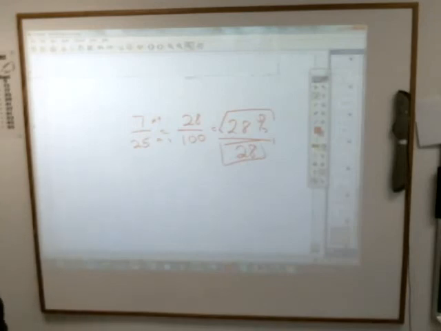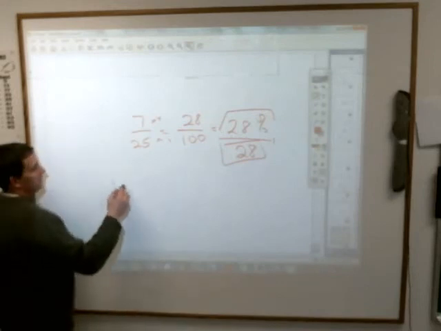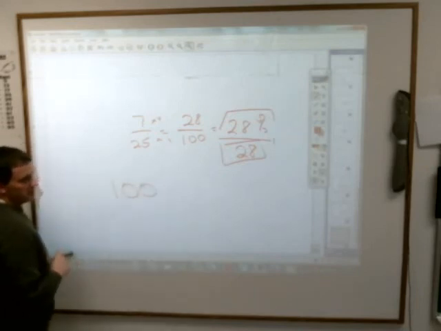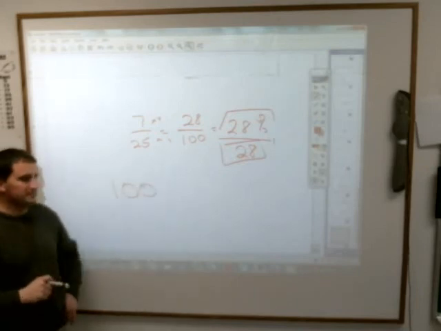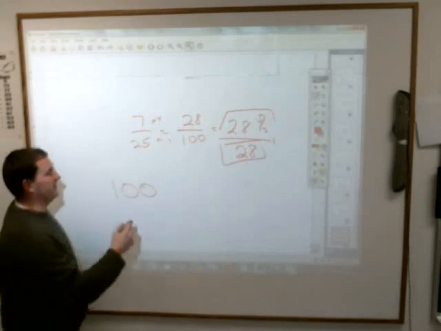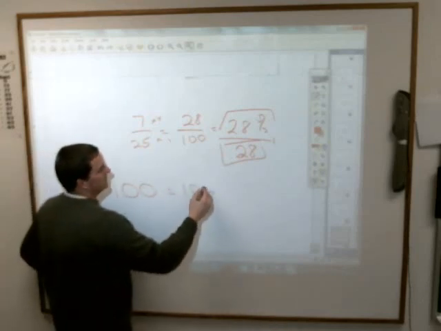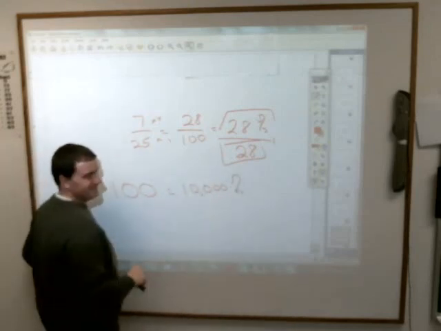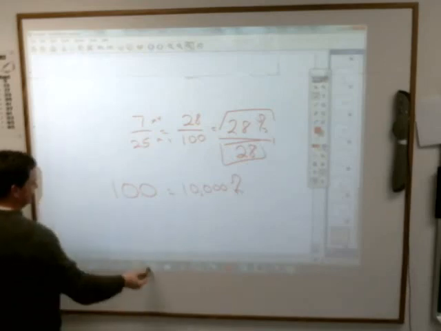What if the bottom number doesn't go to 100 or 10? I will get to that later. That is, I believe, maybe tomorrow or the next day, and I don't want to spoil a good lesson that's coming up. How about this? Final question of the day. 100 is what percent? 100% of itself. That was a quick answer. Yeah, 100 is actually 10,000%.